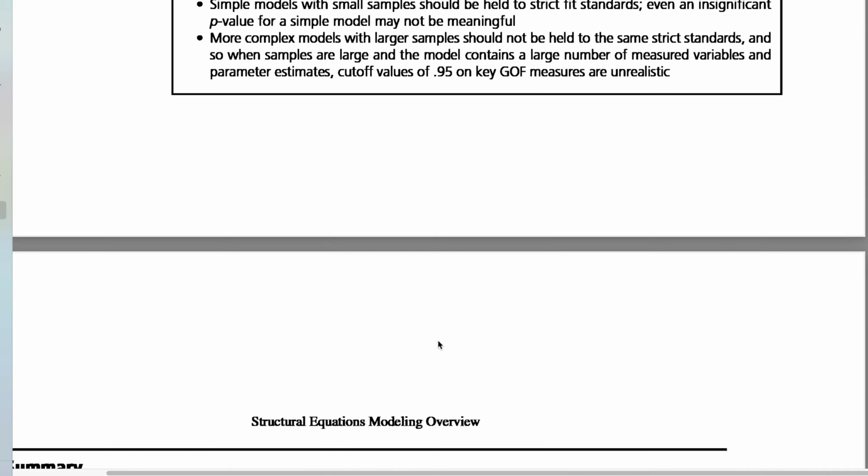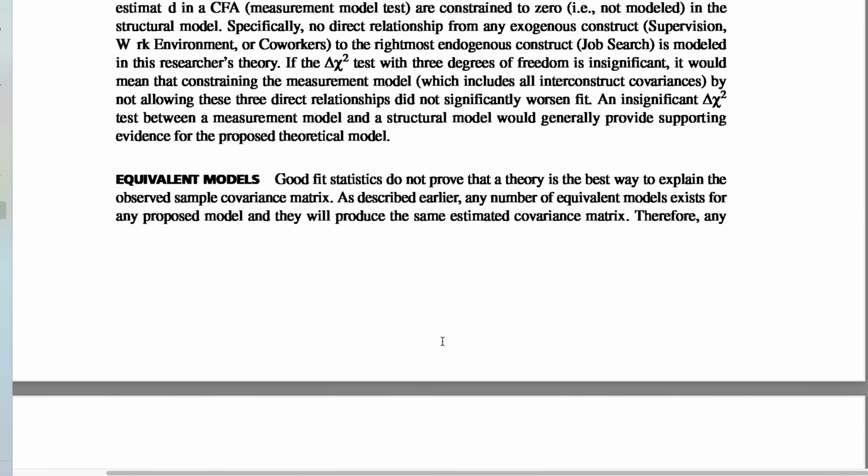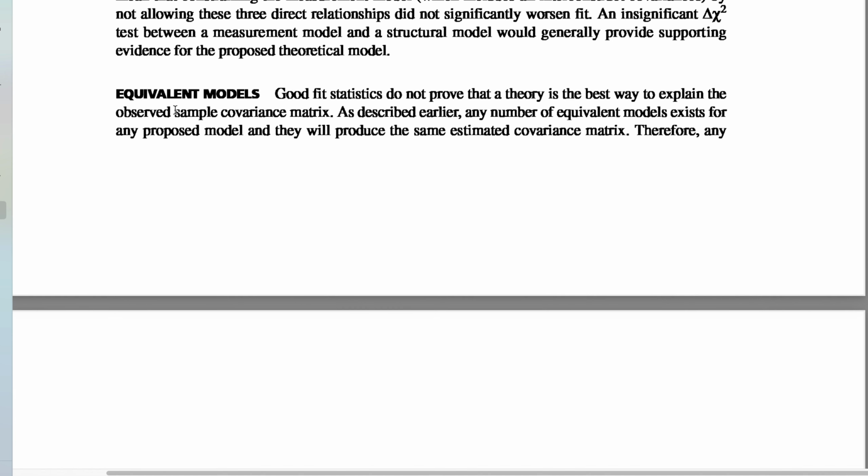This is rule of thumb 2 and 3, and then the summary. Now we have to read about only a very few things. The first is the equivalent model. Good fit statistics do not have theory; theory is the best way to examine the observed sample covariance matrix.